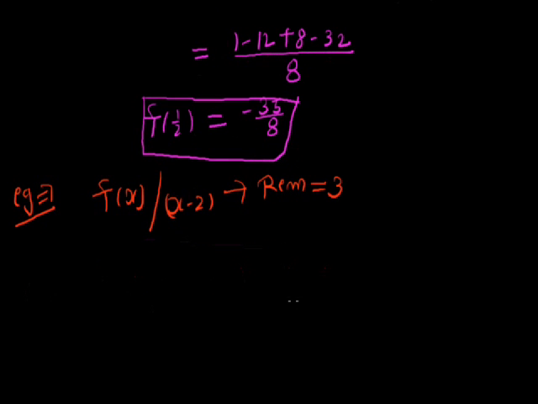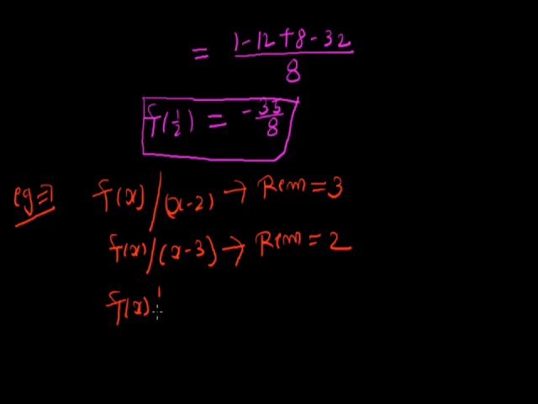We are given a polynomial f of x. If this polynomial f of x is divided by x minus 2, the remainder is 3. If the same polynomial is divided by x minus 3, the remainder is equal to 2. This is the condition which we are given in the question. Now we have to find the remainder when the same polynomial f of x is divided by x minus 2 into x minus 3. This is our question. We have to find the remainder.